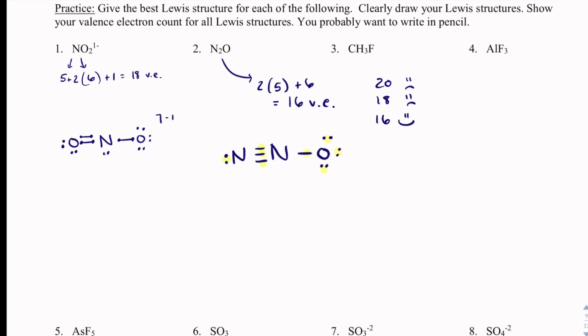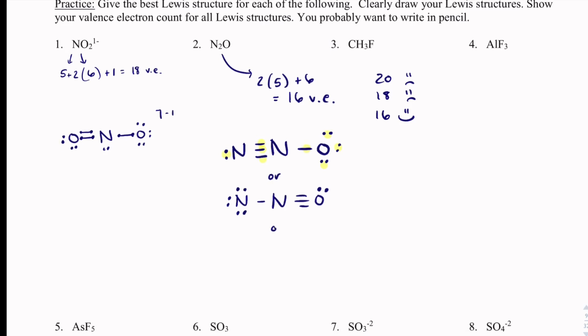Now, you may be wondering, could we have had a triple bond like this, because I chose to go with my nitrogen on the left each time I created a multiple bond. So this works. Or we could have done just 2 double bonds.